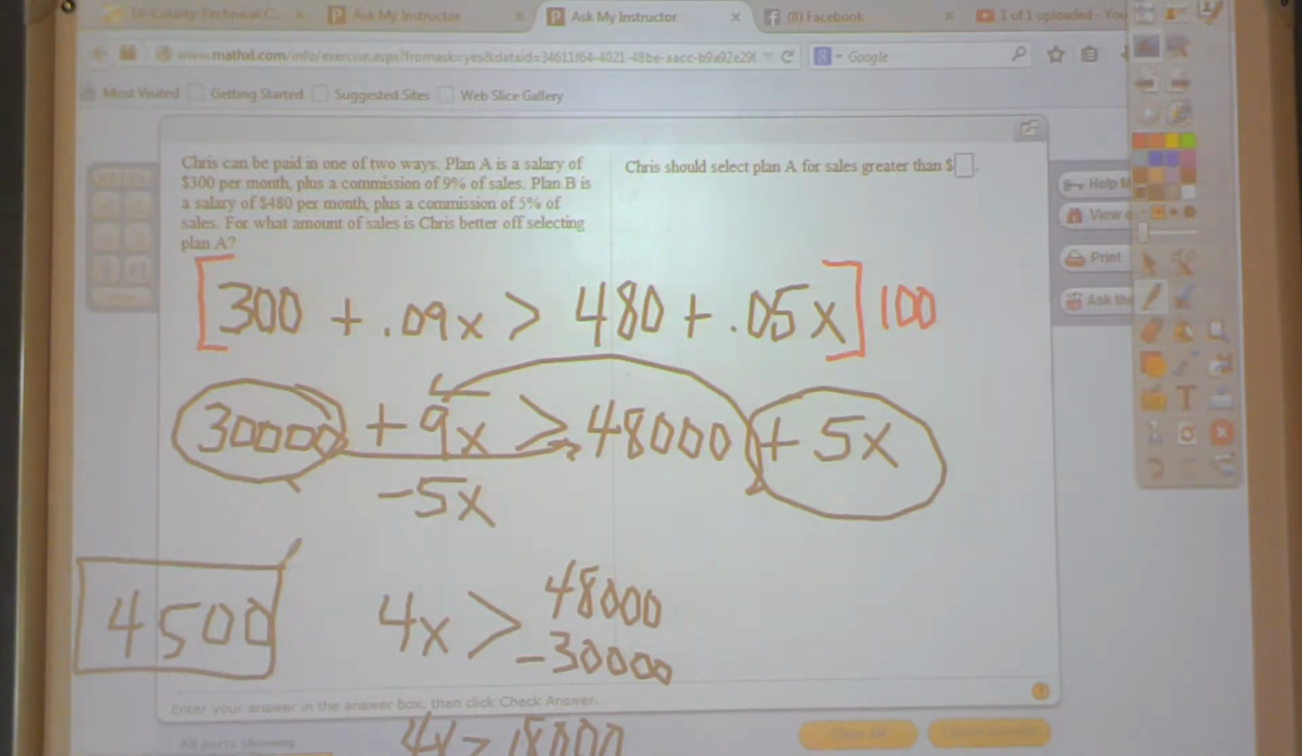I just did that with no calculator, and you should be able to do it also. Now, if you use the decimals, you can't do it. You have to use a calculator.